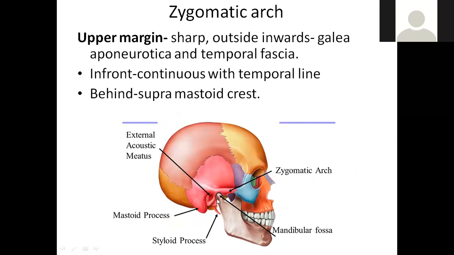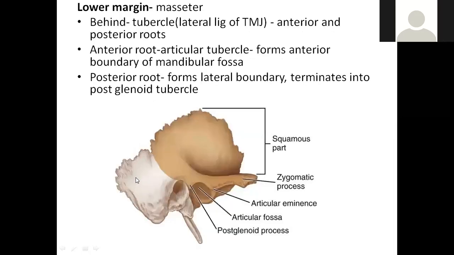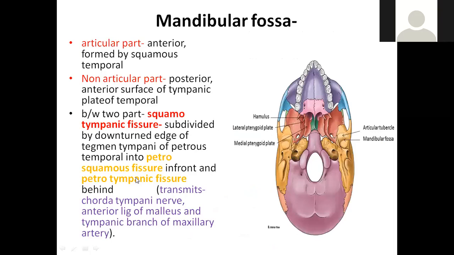The mandibular fossa of the temporal bone and the head of the mandible, or the condyloid process of the mandible, form the temporomandibular joint. This is the only mobile joint which we have in the face. So this is about the mandibular fossa.